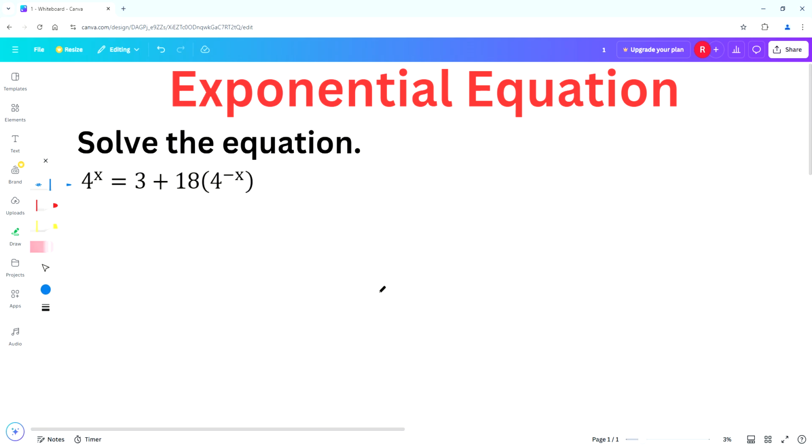In this video, we'll solve an exponential function equation. The equation is 4 to the power x equals 3 plus 18 times 4 to the power negative x. We can solve this exponential function equation by changing it into a quadratic equation using substitution method. We have to find the value of x, the variable in this equation.